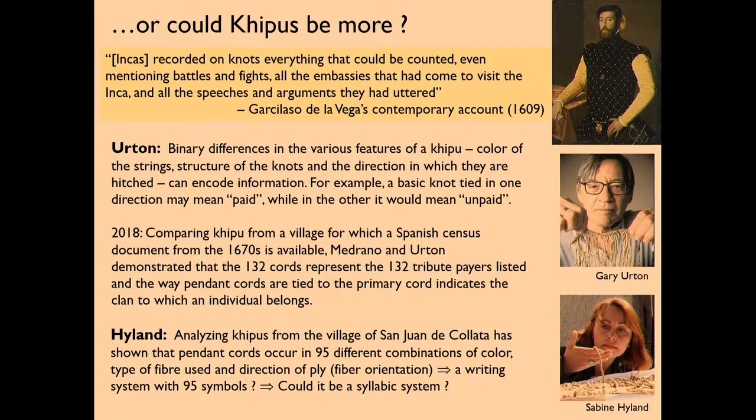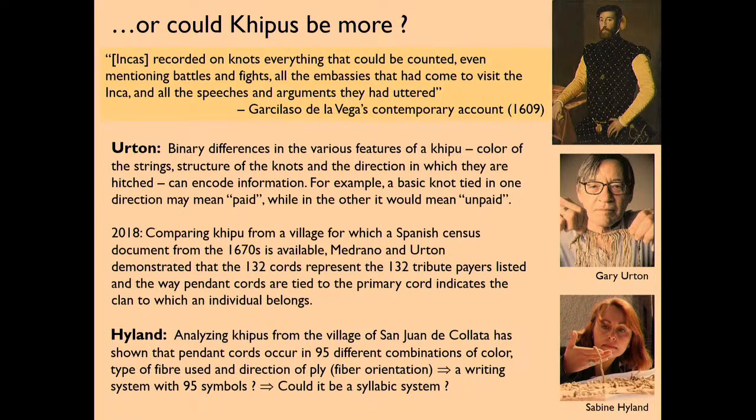Very recently, 2 anthropologists, Gary Urton, who is at Harvard, and Sabine Hyland, who is at the University of St Andrews, have come up with parallel evidence that the quipu could actually be encoding writing. Urton found that the quipu is more than just knots. If you look at the color of the strings, the way the knots are structured, the directions in which you are hitching these knots, then each of these could encode information. So if you tie a knot in one direction, it could mean paid, in the other it could mean unpaid, and so on.